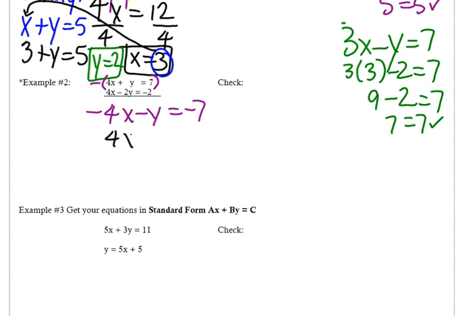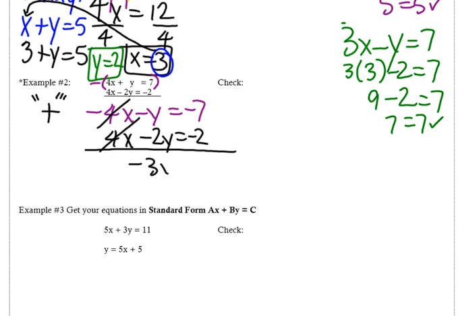Now I'm going to line up my equations in the same fashion, and technically we're adding them together, and my x's cancel, because now they have the same coefficient as well as opposite signs. I wind up with negative 3y equaling negative 9. Divide by negative 3 on both sides, and my y comes out to be 3.